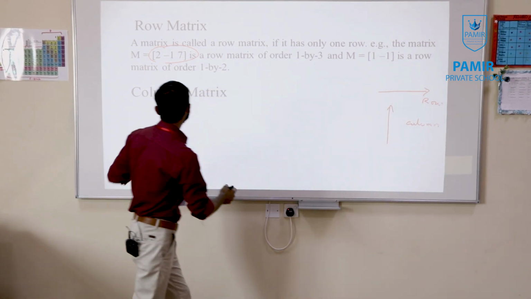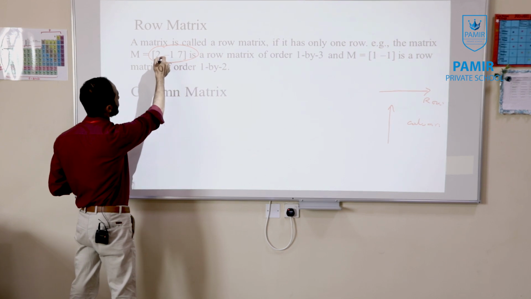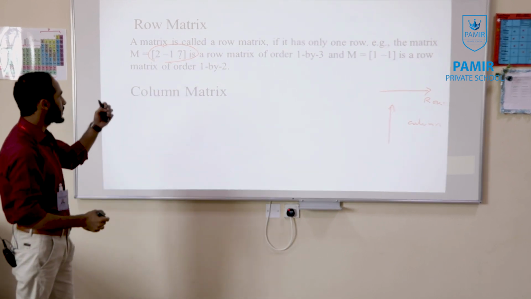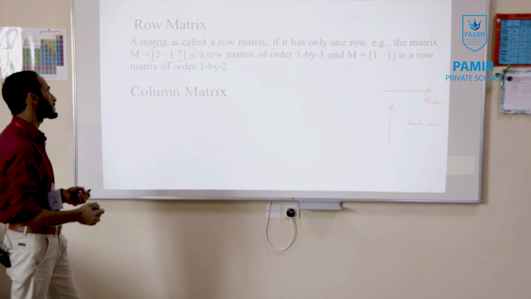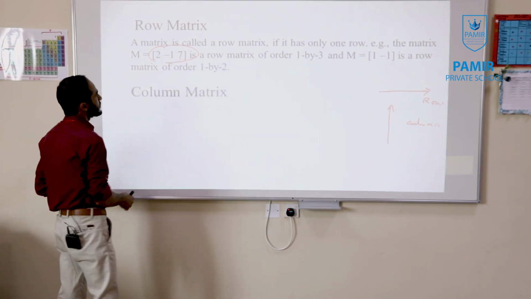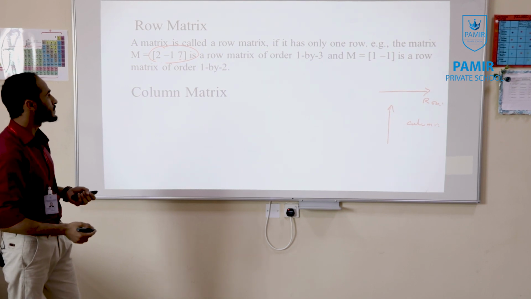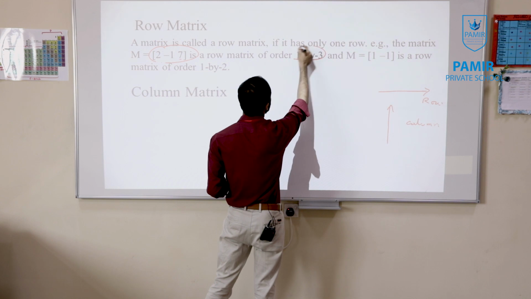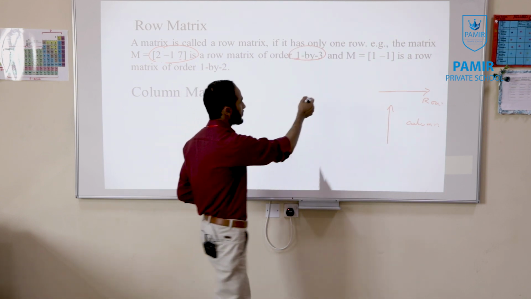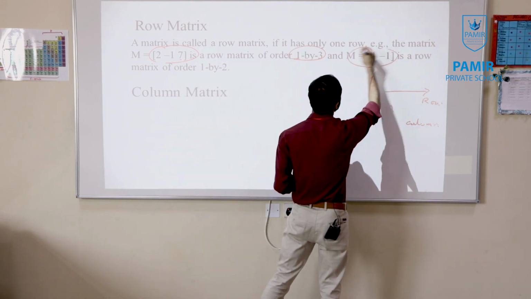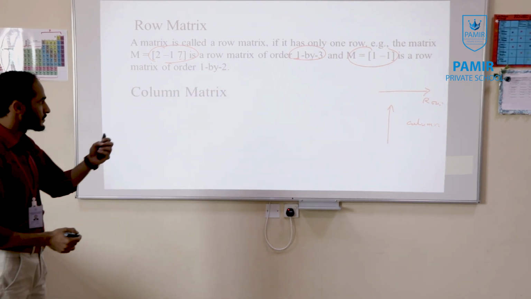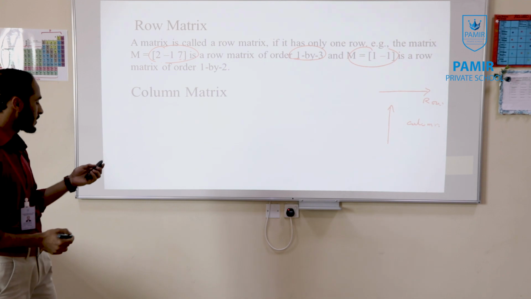Here we have only a single row, and the entries are 2, -1 and 7, and the columns are 2, -1 and 7. The order of the matrix is given here as 1 by 3, and it is the same here. We have the matrix M with the order 1 by 2, so we call it a row matrix.